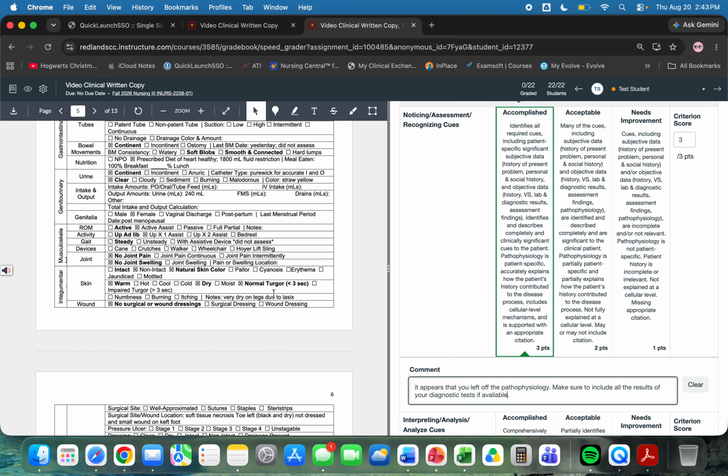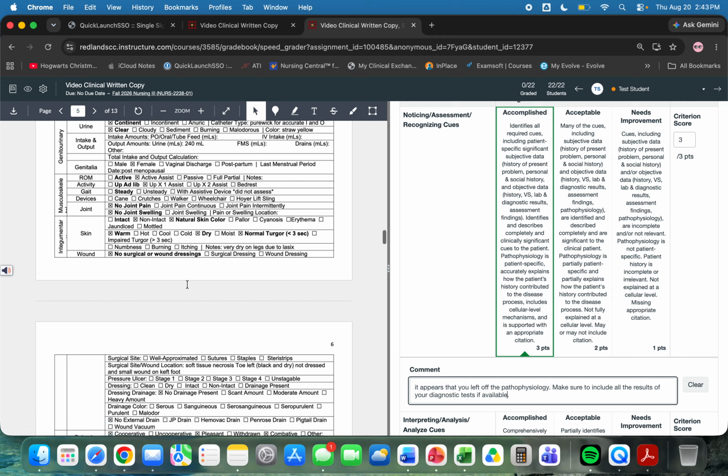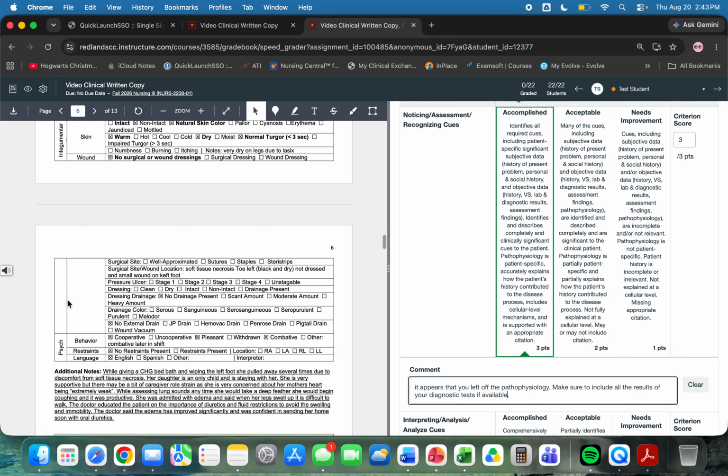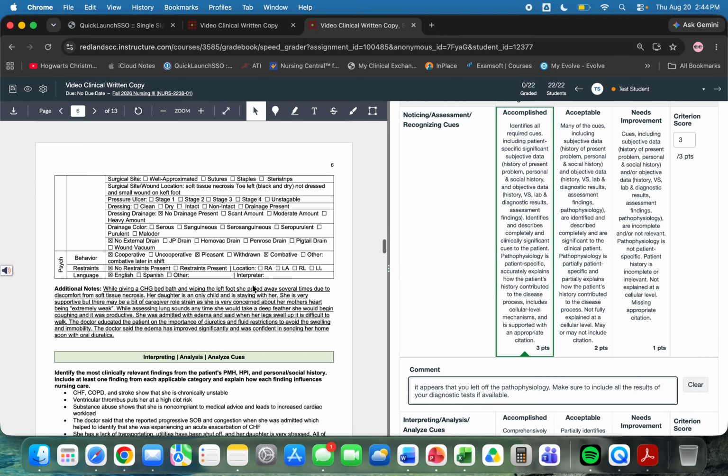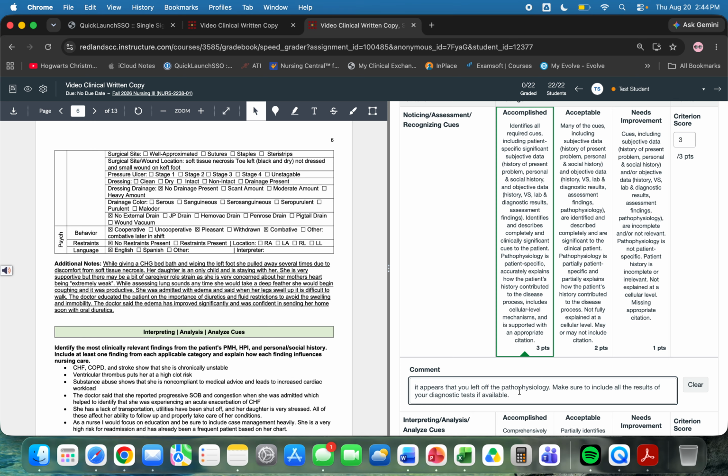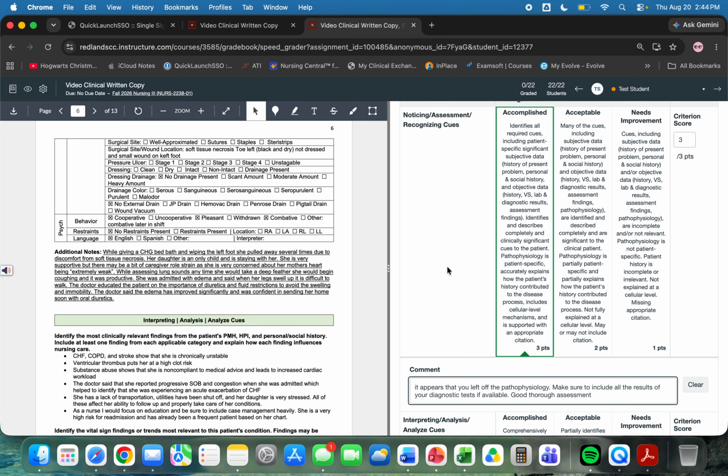She did put that they're very dry, normal turgor, but somewhere in there, if possible, let's see, did she chart that there was a... So she did actually indicate that there was some soft tissue necrosis to the foot, which is great. That's what I would like to see. So I would say, maybe along the lines of, it looks like assessment, good, thorough assessment. And that's it for that section.